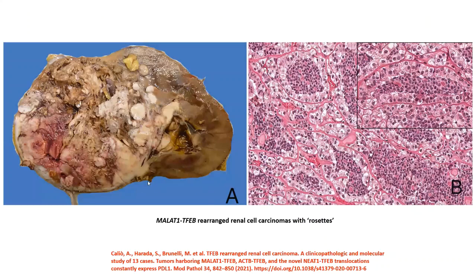Like in this case of a MALAT1-TFEB rearranged renal cell carcinoma, you get these characteristic rosettes formed by the smaller cells, which are distributed around these hyaline cores. So that's an important diagnostic hallmark.